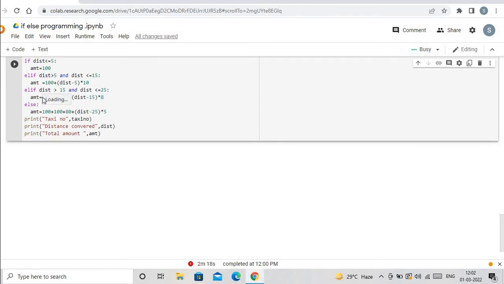Calculation will be for the first 5 kilometers, we have to pay 100 rupees. Next kilometer is 5 to 15. So for 5 to 15 kilometers, we have to pay 10 rupees for each kilometer. So 10 into 10, this is the calculation for 5 to 15 kilometers. Next is, if our kilometer distance covered is more than 15 kilometers, how will we calculate? Total distance minus 15 into 8 per kilometer.